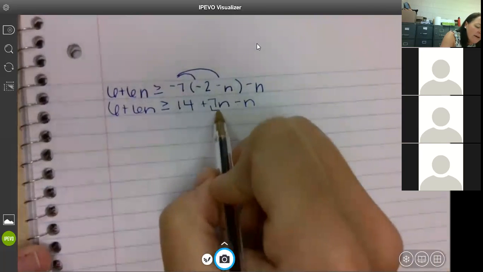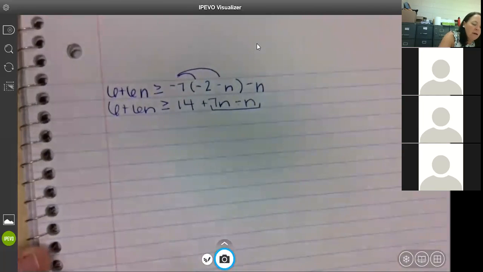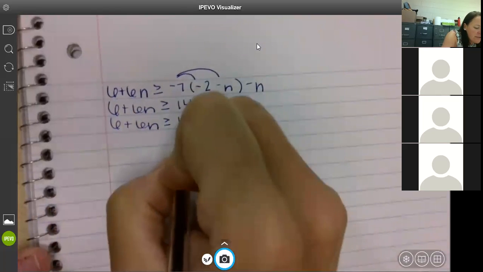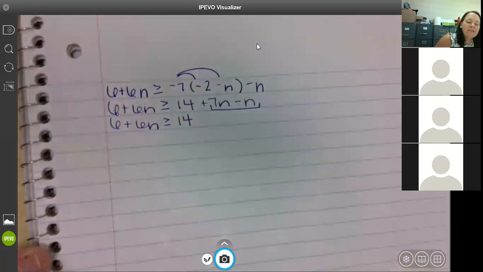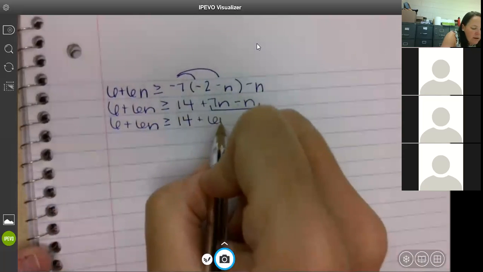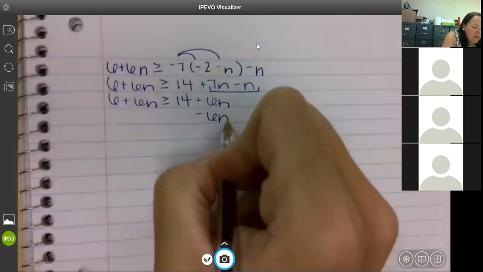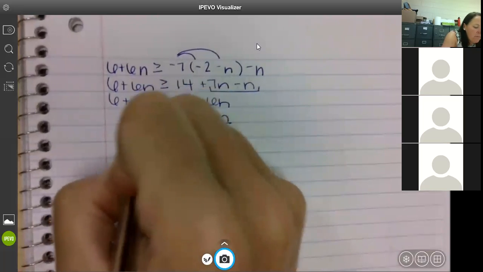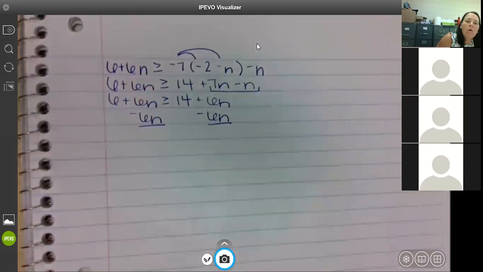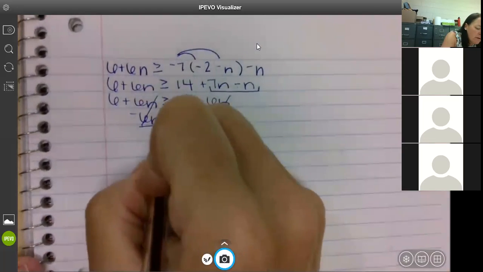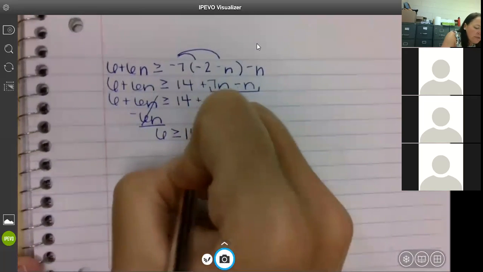Clean it up because we have like terms. Okay, so 6 plus 6n stays, greater than or equal to stays. 14 stays. What's 7n minus n? 6n. Okay. So we want to put our n's together. They're both the same, so it doesn't matter which one you move. But what happens? They cancel out. Some of you missed this on your quiz. Cancel those out. You get 6 is greater than or equal to 14.